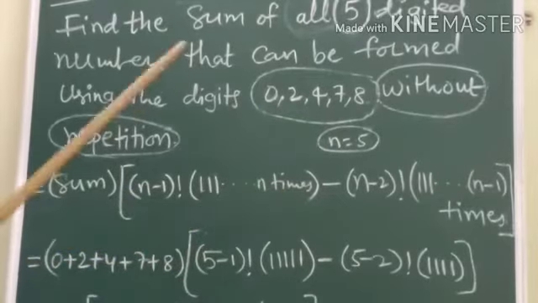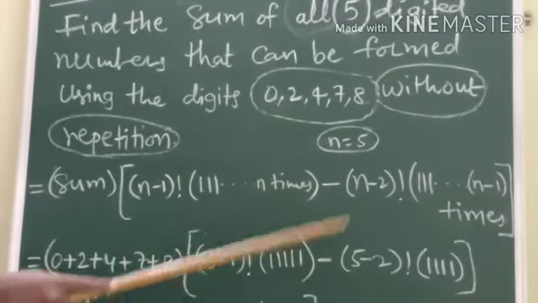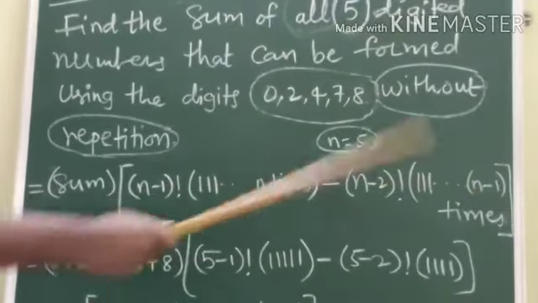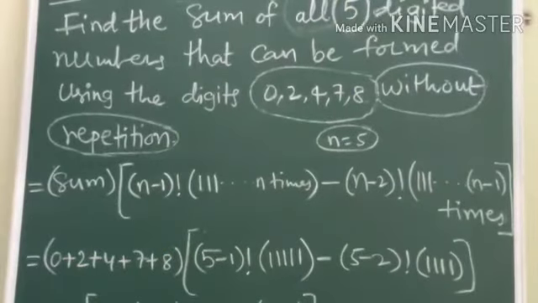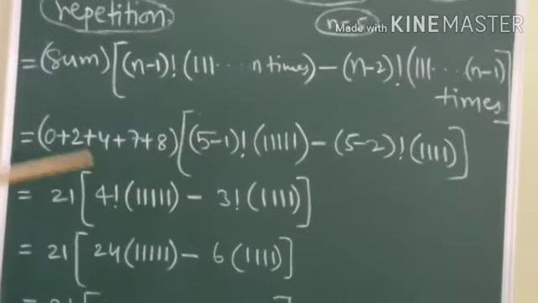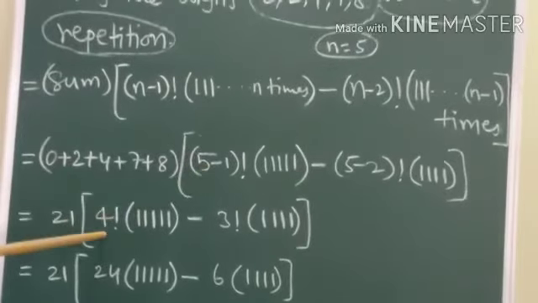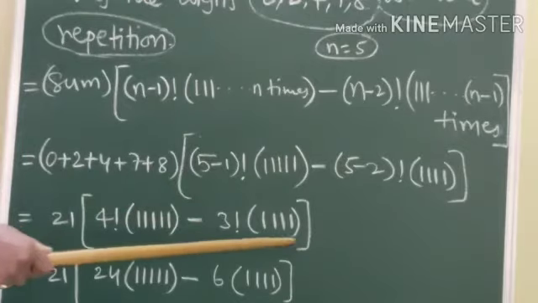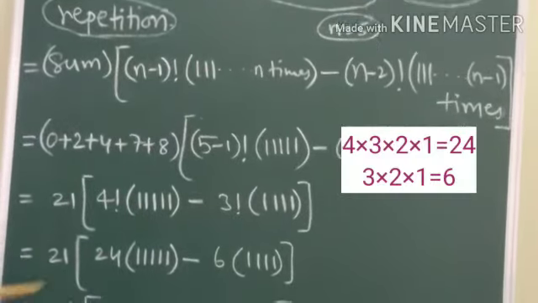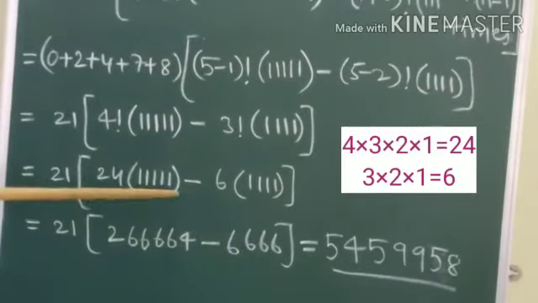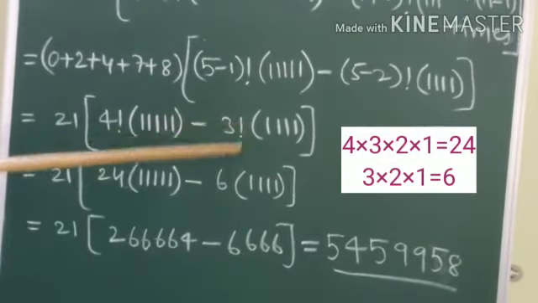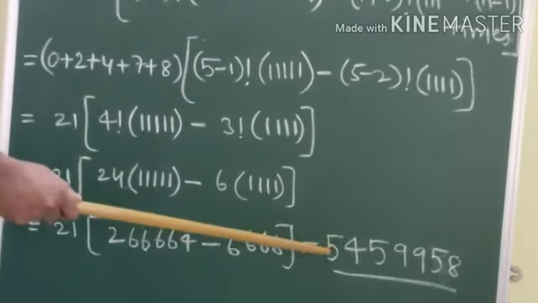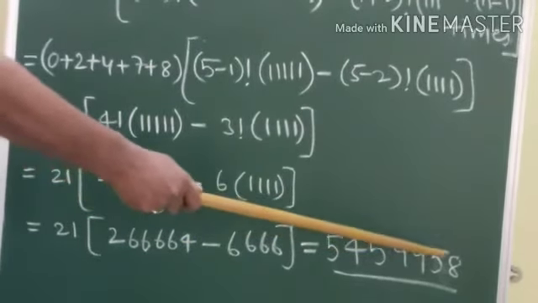How many ones we have to take? 5 ones, minus 5 minus 2 factorial. Here n minus 1 times, that means 4 times, take 4 ones. By simplifying this, the sum of all digits is 21. 4 factorial into 5 ones minus 3 factorial into 4 ones. 21, 4 factorial means 24 into 5 ones, minus 3 factorial means 6 into 4 ones. By simplifying this, we get the value 5459958.